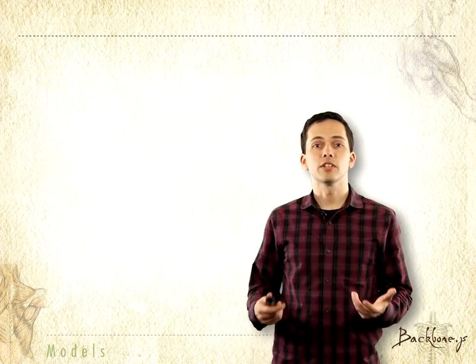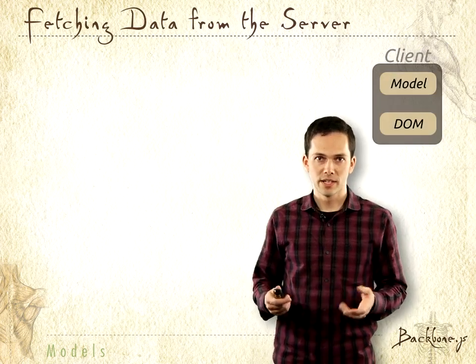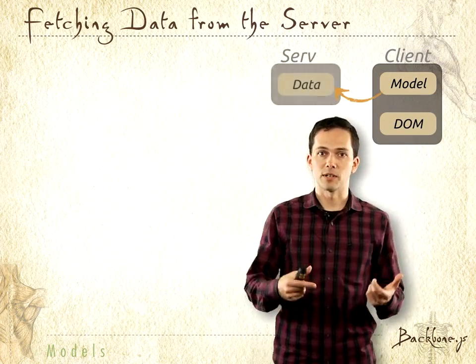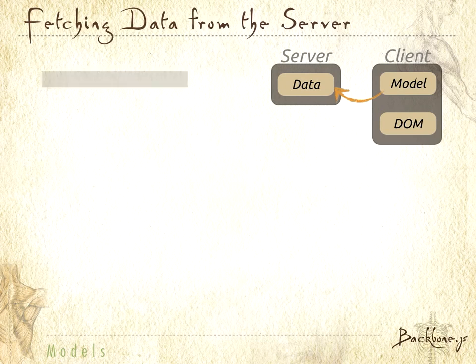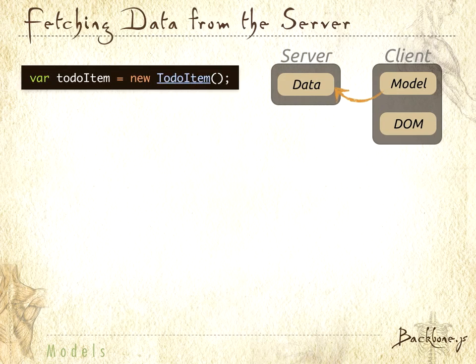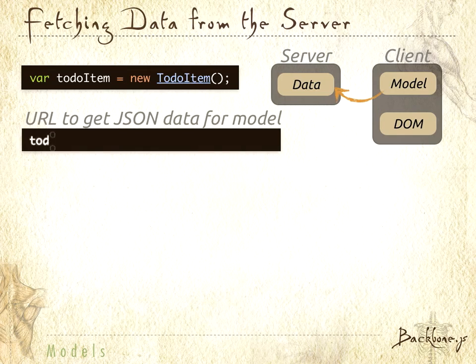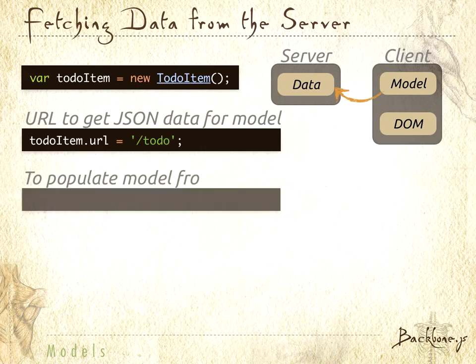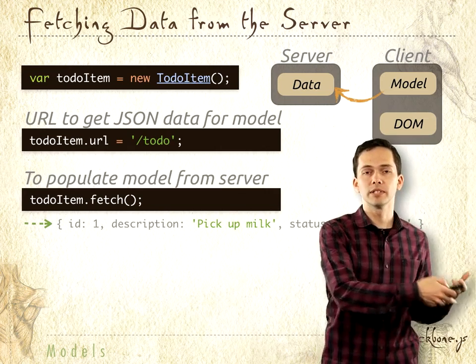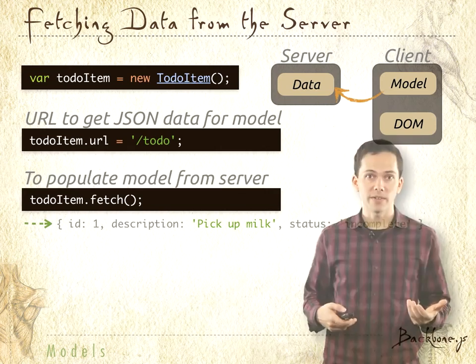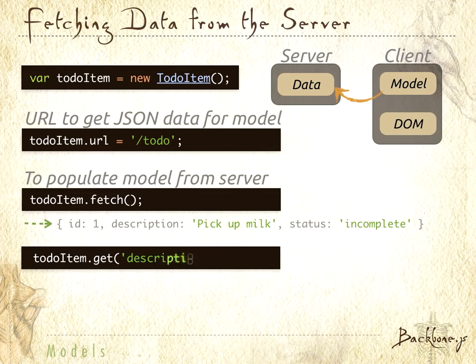So when our to-do page loads, the first thing we're going to want to do is to fetch the JSON data from the server. How would we do that in Backbone and load it into our model? So here's our to-do item instance. We can set the URL to get JSON by setting the URL property, and then we can populate the model from the server by calling .fetch. This is going to go to that URL, pull down the JSON, load that into our model, and then we can call get to get that data out of our model.